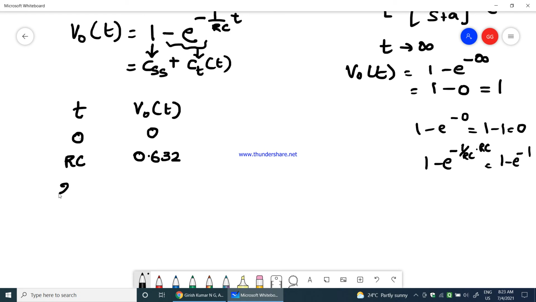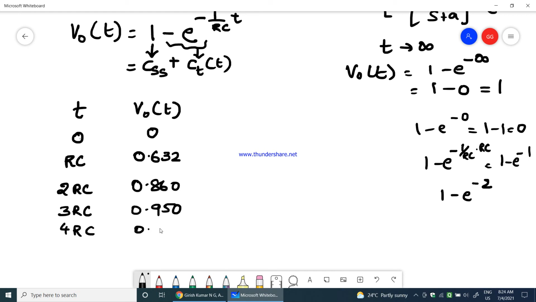Similarly, I will take 2 times RC. You get 1 minus e power minus 2. So you can calculate that in the calculator and subtract from 1. You will be getting 0.860. Similarly, 3 times RC, you get 0.950. Similarly, 4 times RC, you get 0.982. So as t tends to infinity, finally V out of t will be reaching 1.